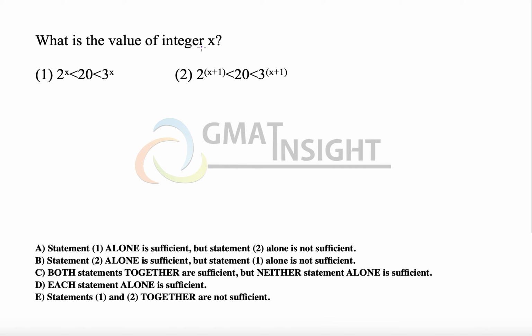What is the value of integer x? So we need to have the unique value of x to answer this question. Let's look at the first statement. The first statement says that 2 raised to the power x is less than 20 and 3 raised to the power x is greater than 20.